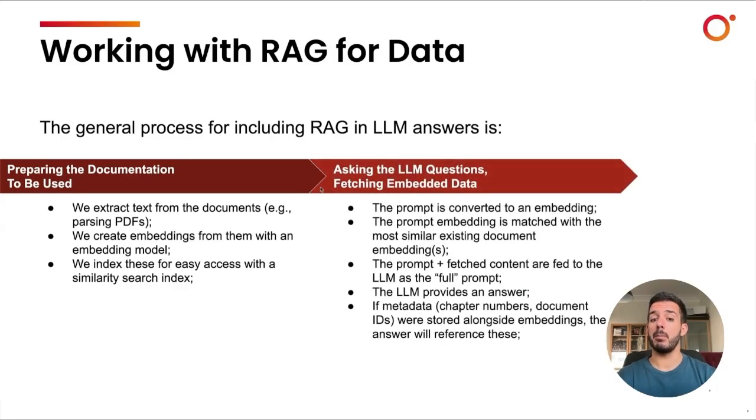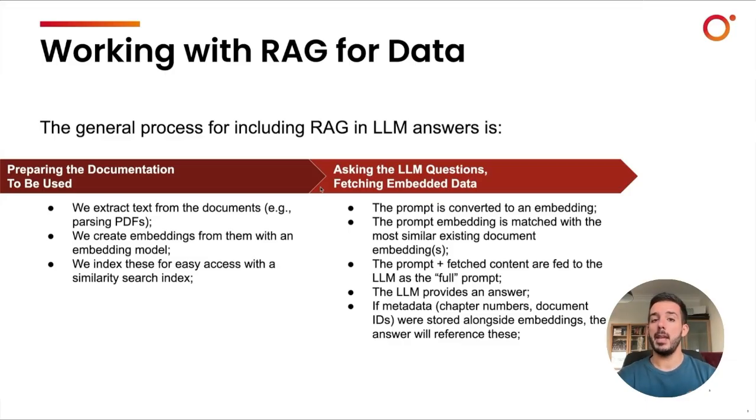And then simply, we ask the LLM questions, fetching the embedding data, right? The prompt is also converted to an embedding, and then it's matched with the most appropriate piece of a document, the most appropriate embedding of a given document based on the content of it, using that similarity search index that we've created before. And then the prompt and the fetched content are provided together to the LLM as the full prompt, if you will. So the appropriate piece of the document is included as part of the prompt. And then the LLM fetches an answer based on this full prompt instead of just our prompt. And then the answer is going to be more refined because we are refining the prompt as well with additional information, be it in terms of specific terminology, specific terms, actual information or data that may complement our prompt, or anything else.